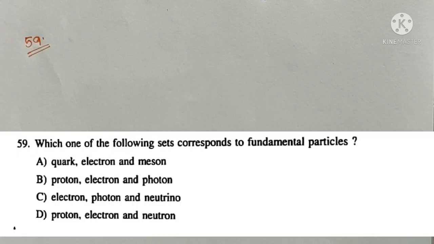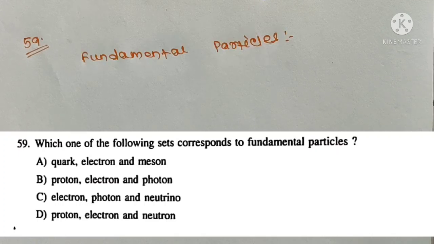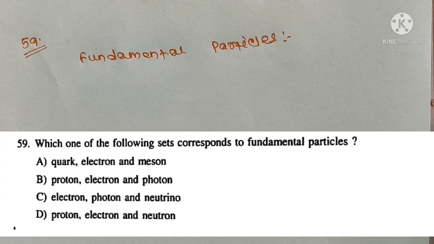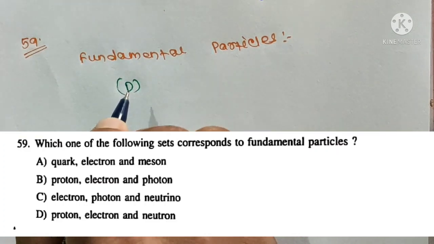Question number 59. Which one of the following sets corresponds to fundamental particles? Check all four options. Option A: quark, electron, meson. Meson is not a fundamental particle. In option B: proton, electron, photon. Photon is not a fundamental particle. Similarly in option C: electron, photon, neutrino. Photon is not a fundamental particle. Now option D: proton, electron, neutron. Both all are fundamental particles. So your correct option is option D.